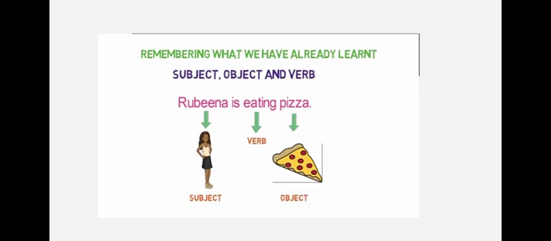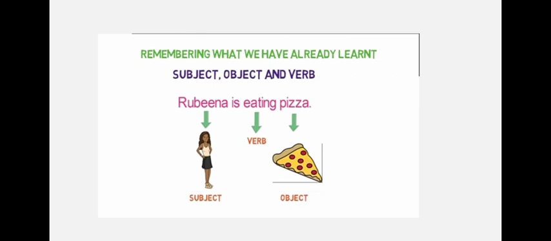So, in this example, I want you to identify a subject, a verb, and an object. So here, we have the sentence, Rubina is eating pizza. Now here, the person who is performing the action is Rubina. So Rubina becomes the subject. Now, what is the action performed by Rubina? What is she doing? She is eating. So eating becomes your verb. That is, eating is an action. So eating is the verb.